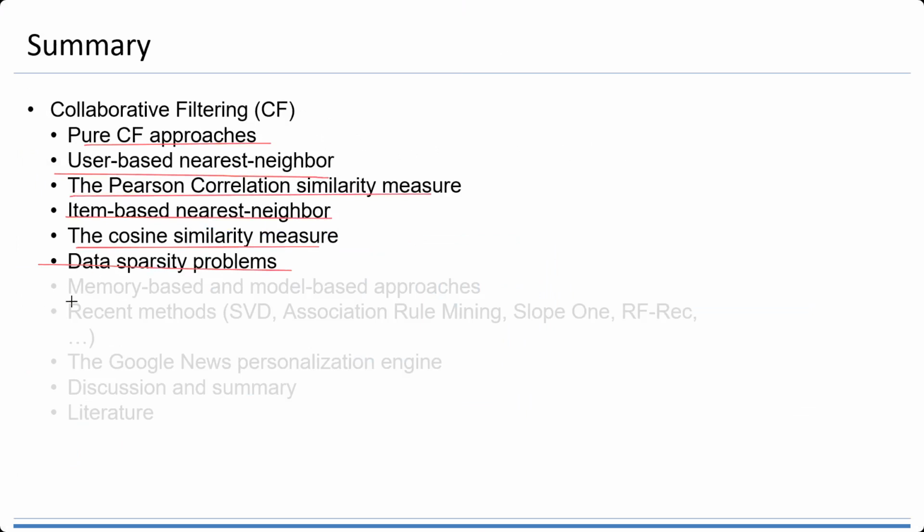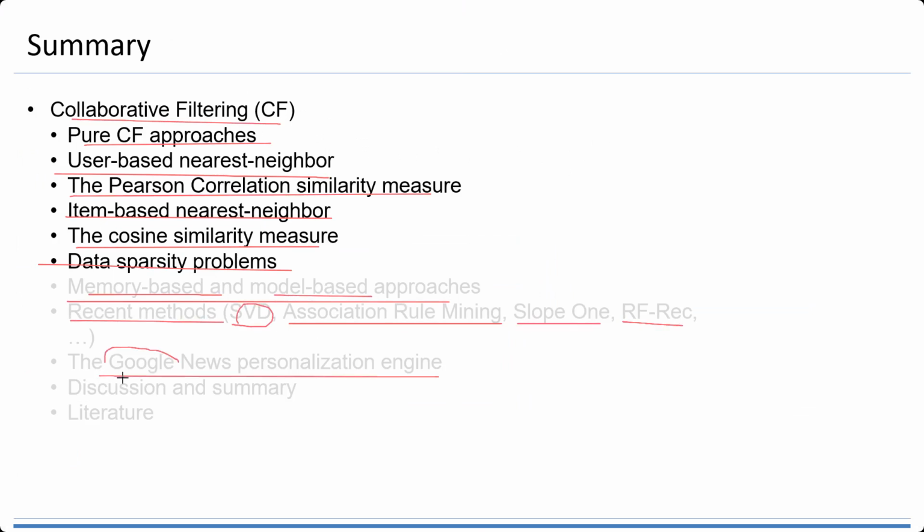So for next week, we will learn about the memory-based and model-based. So still in the collaborative filtering, but we will learn more advanced approach. So what is the memory-based and what is model-based? And some recent methods like SVD. And then we are going to use the association rule. There's another method, slope 1, RF-REC, and some engine. Maybe I will not discuss Google. I will discuss about the Naver News. Okay, so how the Naver News handle the personalization engine with the collaborative filtering.